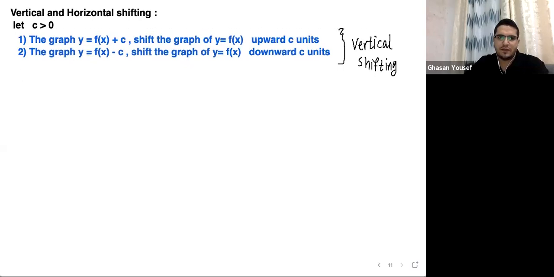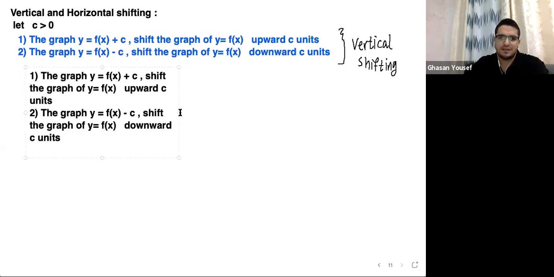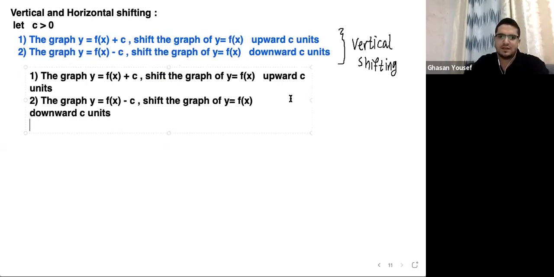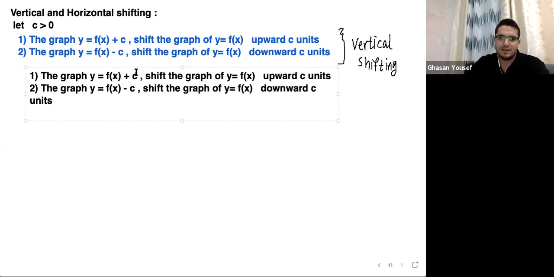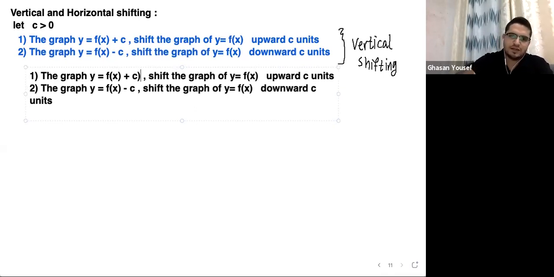Okay, for the horizontal one, it's the same thing, but the position of c should be inside the parentheses. So to graph the function y equal f of x plus c, we have to shift the graph of y equal f of x to the left c units. I mean, here number 4.